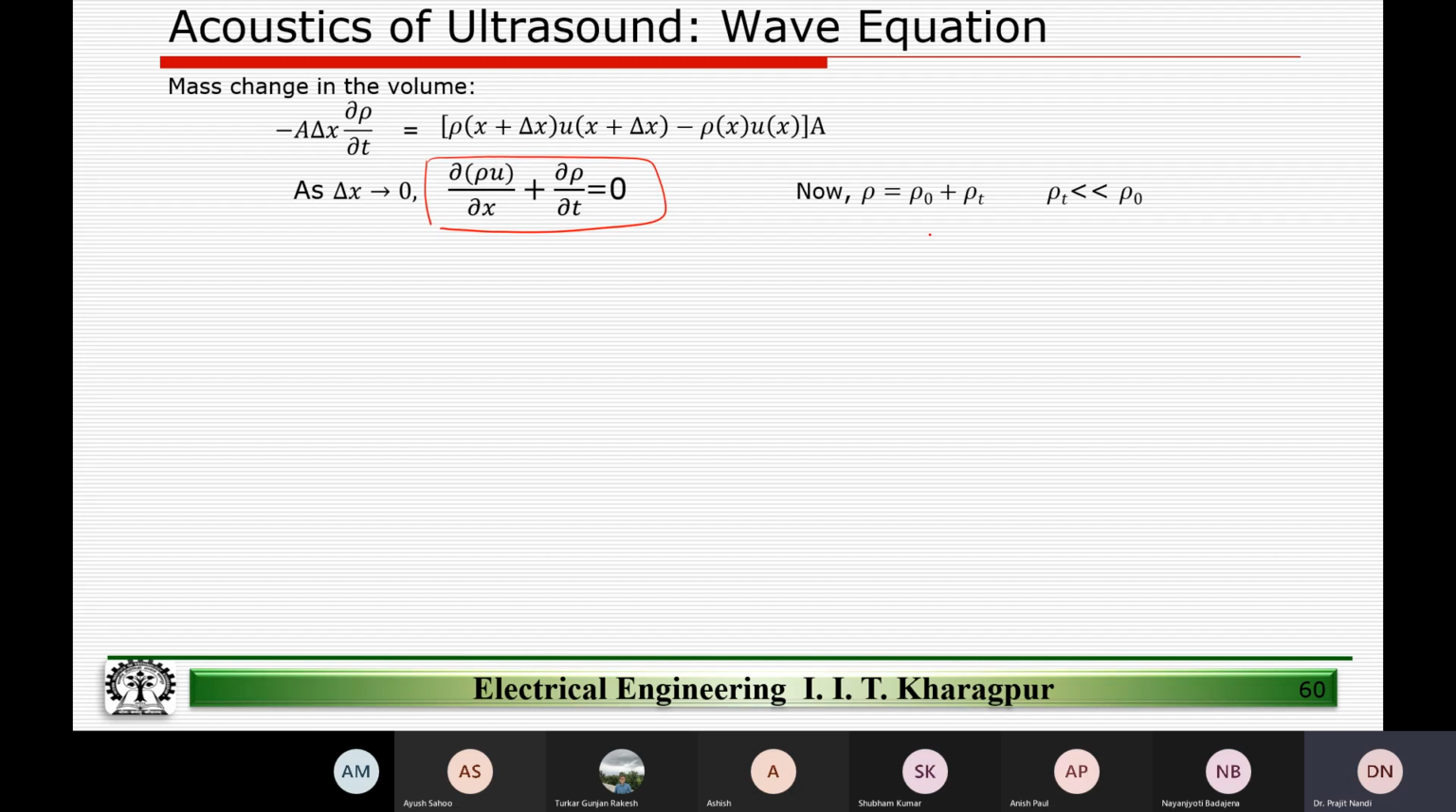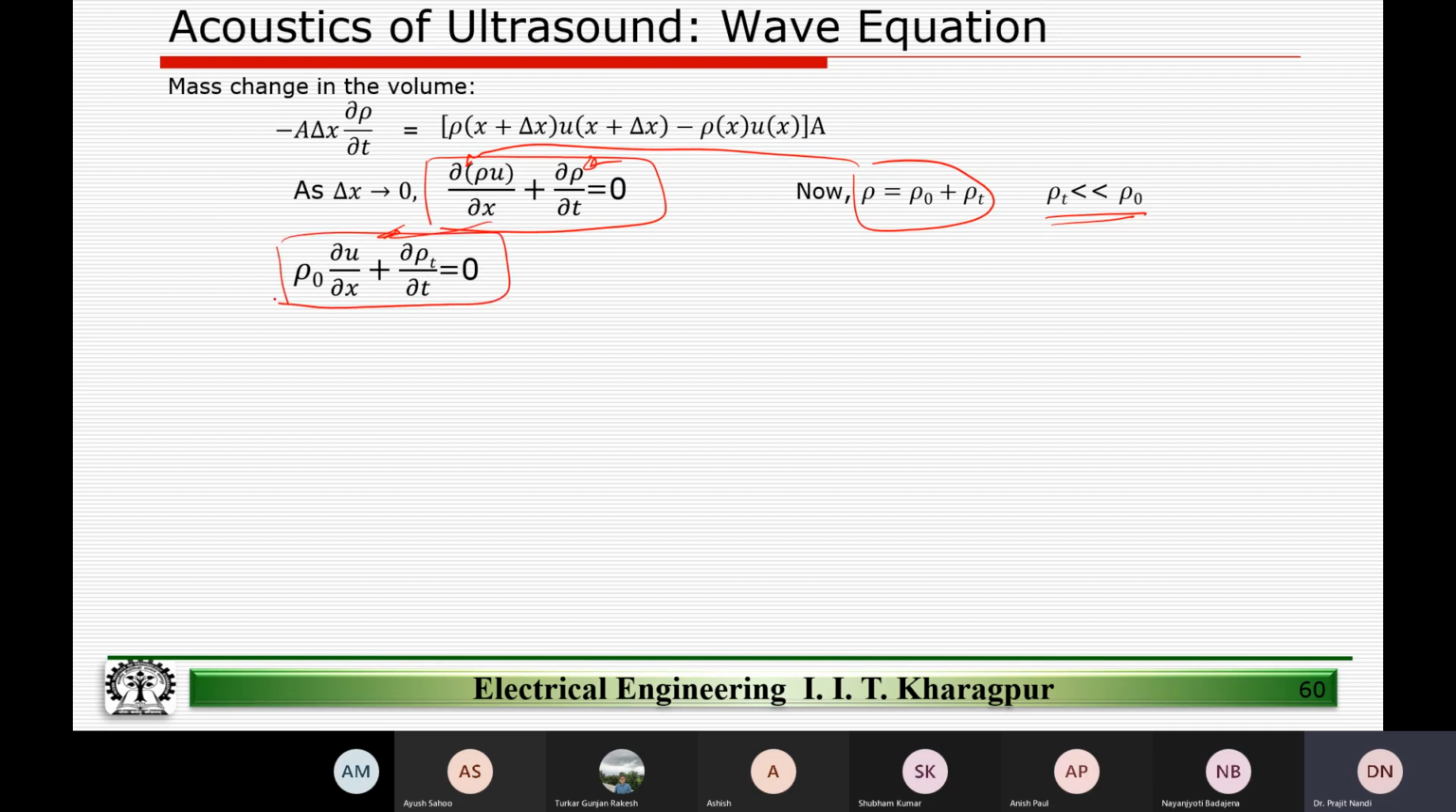So this is what we discussed yesterday also in the class. And again, replacing the rho here with rho 0 plus rho t, if I replace this here as well as here, right? If I rewrite, and also assuming that the time varying component of the density is much smaller, then this equation takes the form of rho naught del u del x plus del rho, the time varying component, del t, this becomes equal to 0, right? Any questions up to this?